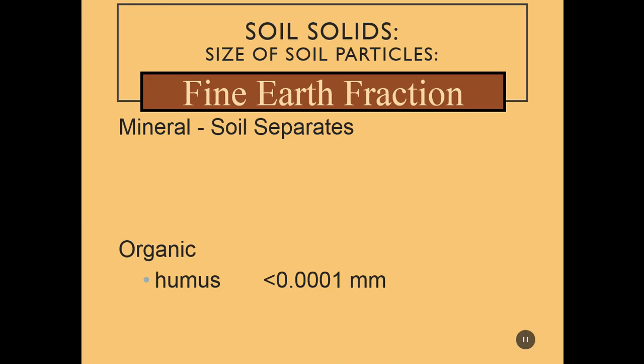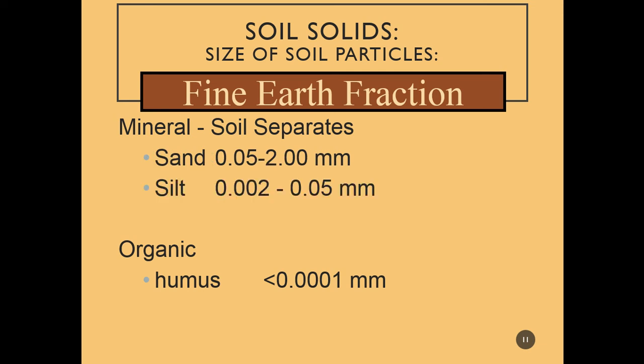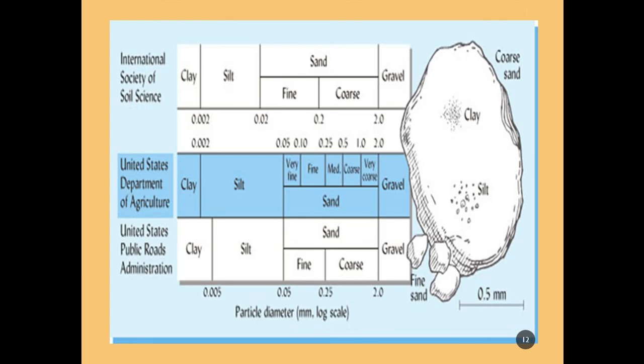So the size of soil particles, again, soil separates are anything 2 millimeters and smaller. So sand is from 0.5 to 2 millimeters. Silt is 0.002 to 0.05 millimeters. And clay is less than 0.002 millimeters. And this is a chart from the International Society of Soil Science and the USDA, and then U.S. Public Roads Administration. So 3 different ways to classify those soil particles.